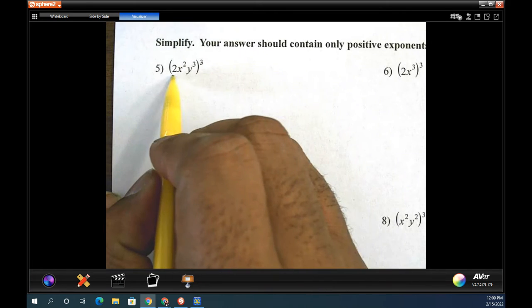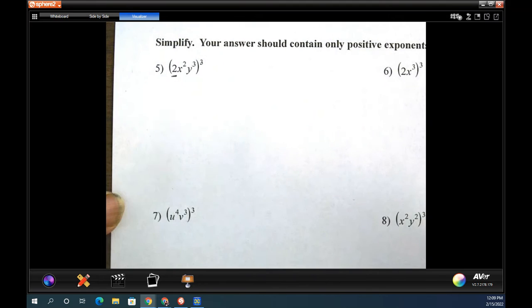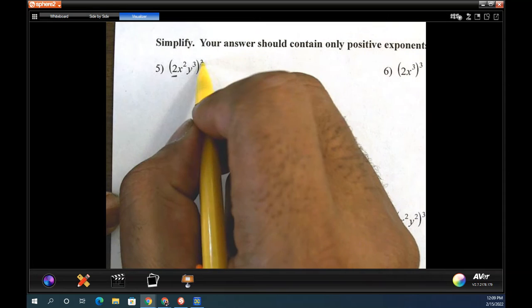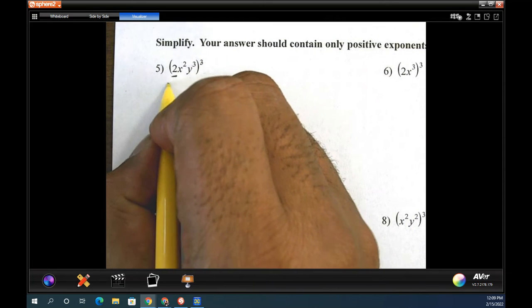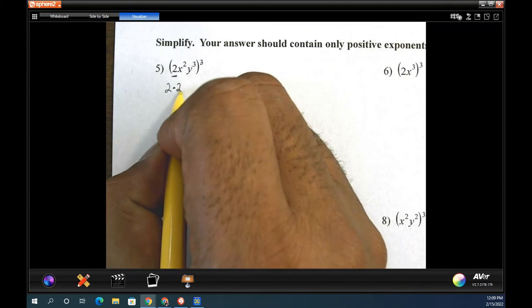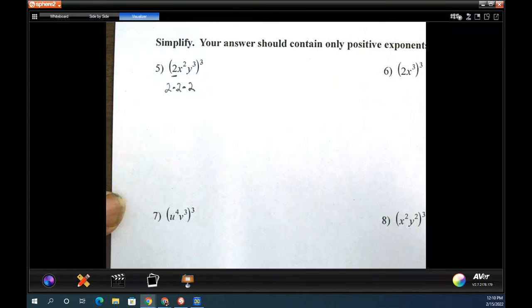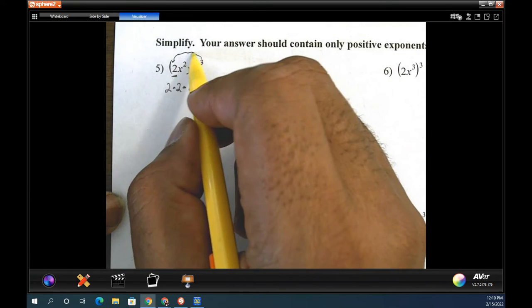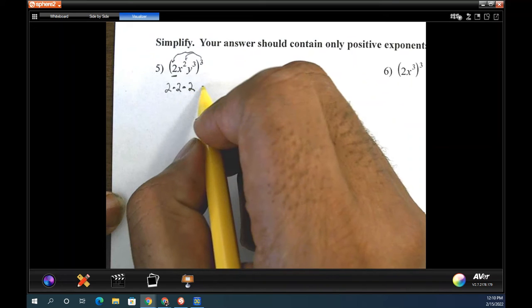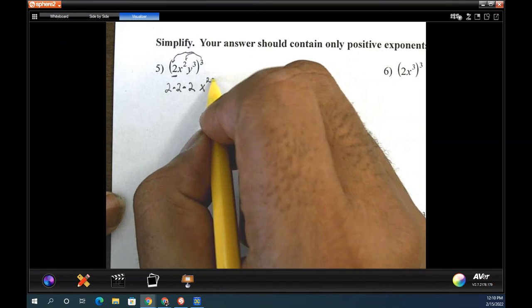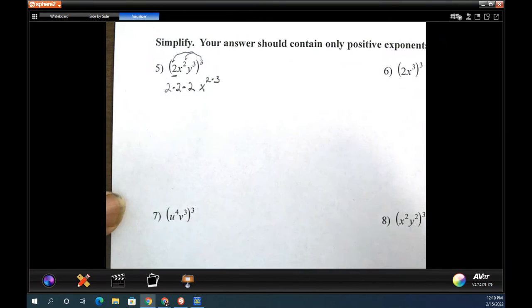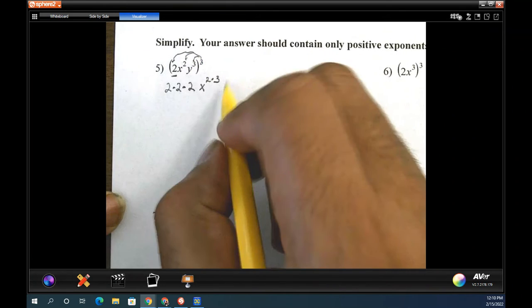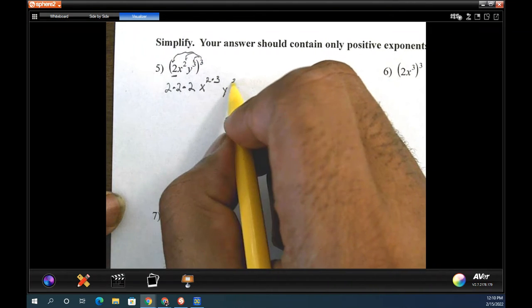Now, the one thing we have to keep in mind is this 2. Here's the deal. That's telling you to multiply 3 times. So that would be 2 times 2 times 2. Now, you're going to do everything inside the parentheses. Now, x squared, that means that's x to the 2 times 3. Now you're going to this one. This is y to the 3 times 3.